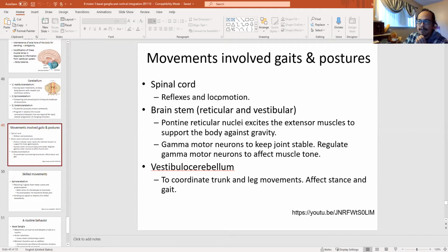But we also know that this is controlled by the brainstem. So our brainstem will be able to control our muscle tone. The pontine and the reticular spinal tracts control the excitation and the inhibition of the gamma motor neuron. So that controls the enhancing and the relaxing of the muscle tone. And that is required when we do walking. And the vestibular is important. While we walk, we keep body balanced.